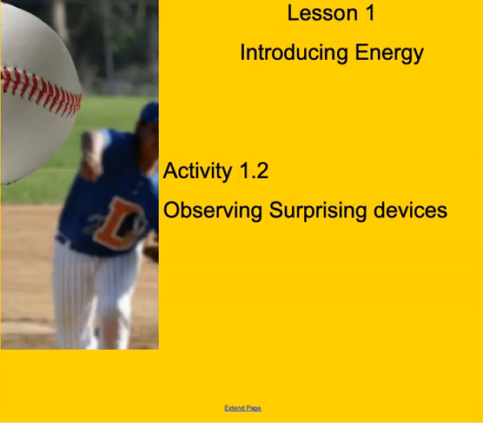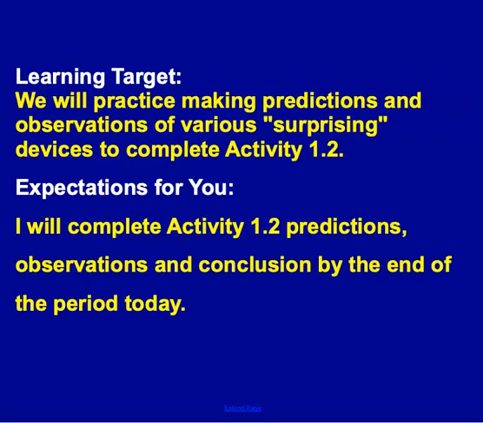So remember, if you have the online textbook, you've got to log into Clever, click on Activate Learning, and we are currently in the book that has the baseball on the front cover. The expectations for today are that you're going to complete activity 1.2. You're going to make solid predictions, observations, and conclusions by the end of class today. Our learning target is we're going to practice making predictions and observations of various surprising devices.